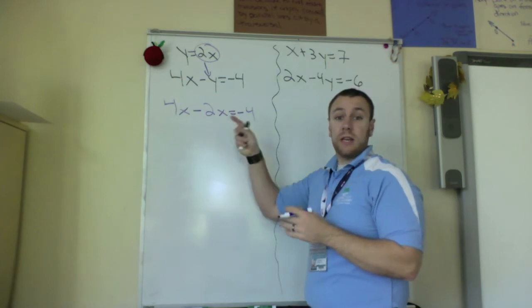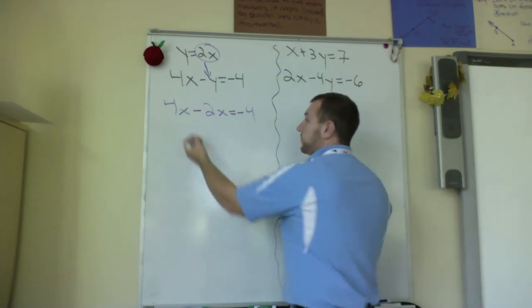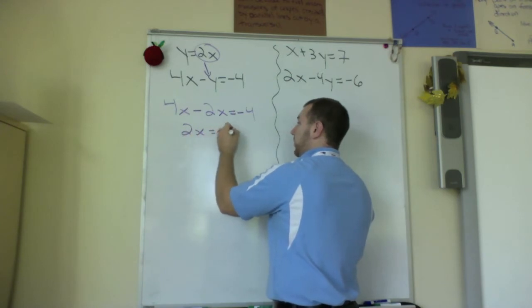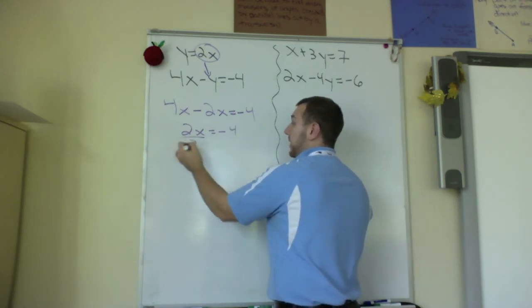Well, now I just have my x's. Now I can combine. 4x minus 2x is 2x equals negative 4. I can divide by 2.